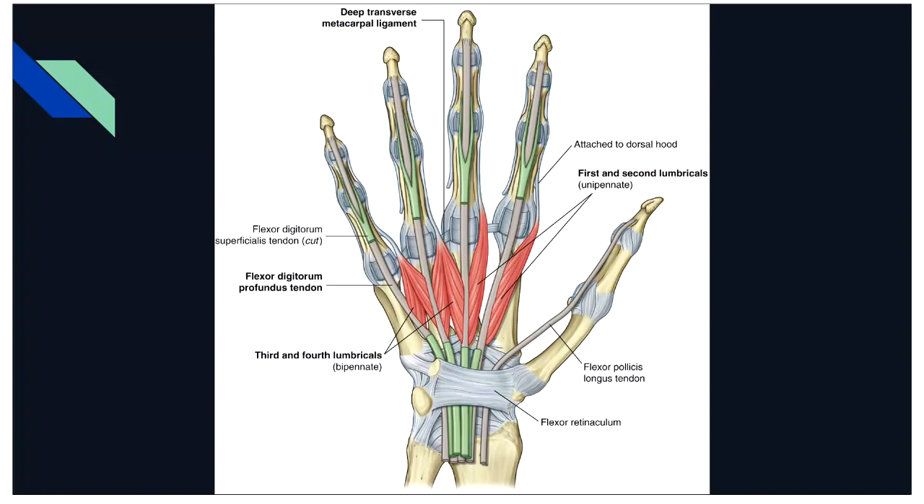This flexor retinaculum is going to be important because when we talk about things like compartment syndrome of the wrist, y'all know what compartment syndrome is? It's the same thing. So that's very important. That's going to be on the test, so know that as well.